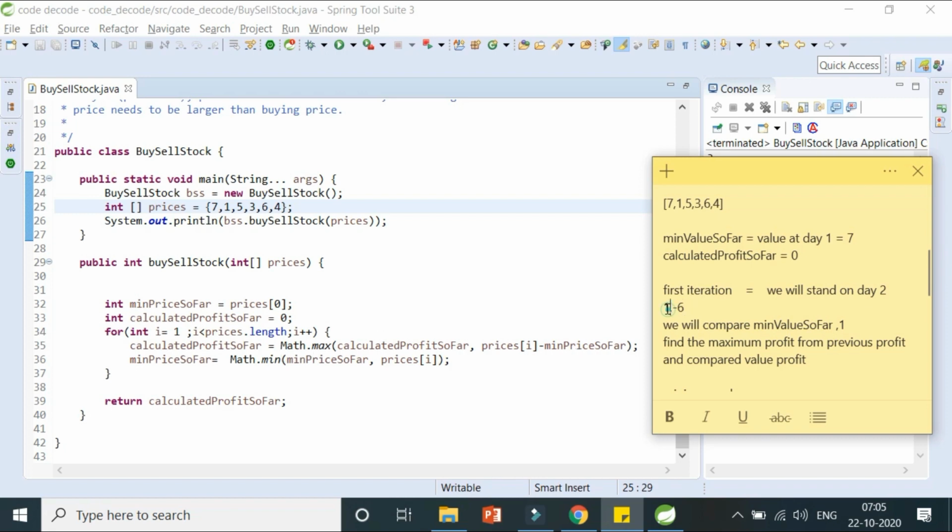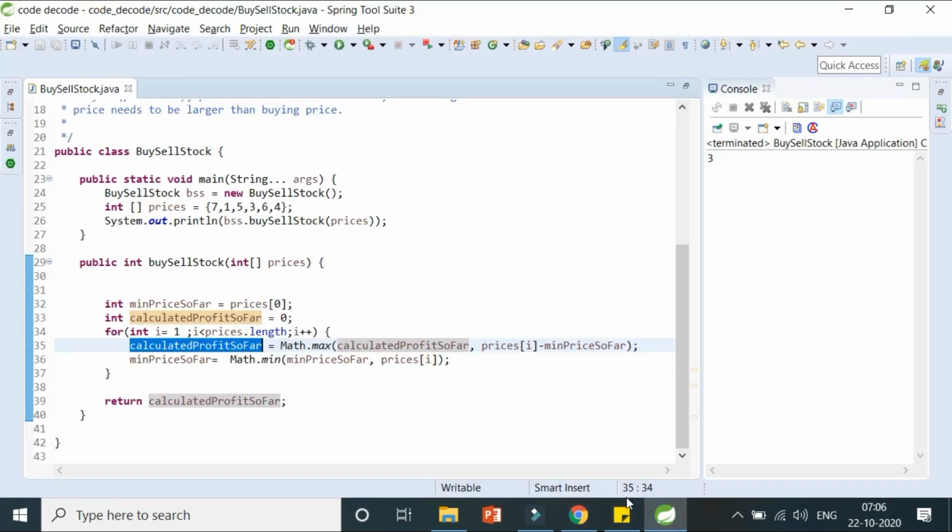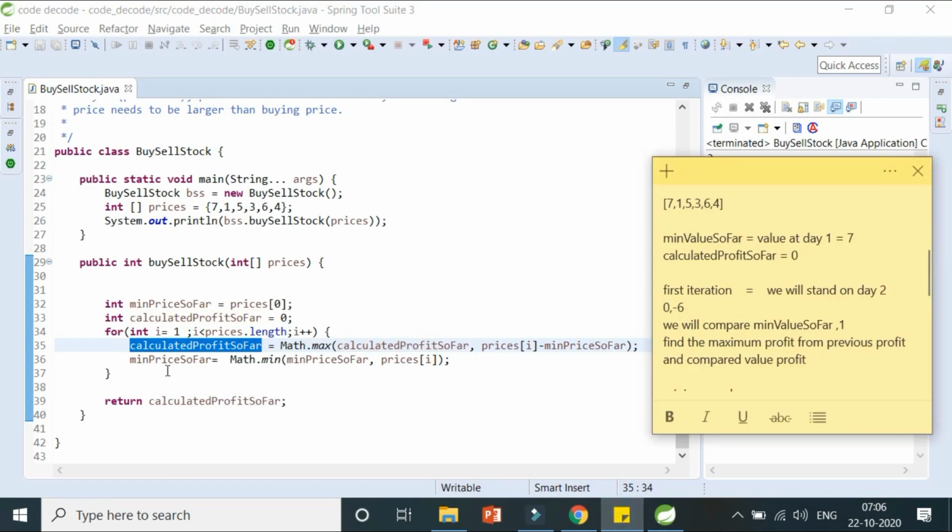So sorry, here we are comparing 1 comma minus 6, so our maximum value would be 0. So our calculated profit so far is 0. Okay, and in line number 36 we are calculating the minimum price so far and the current value of the iteration. So minimum price so far is 7, because we have assumed that our first value of the array is the minimum price. So we are comparing 7 comma 1, so we have to take the minimum. In 7 comma 1 the minimum is 1, so minimum price so far is 1.